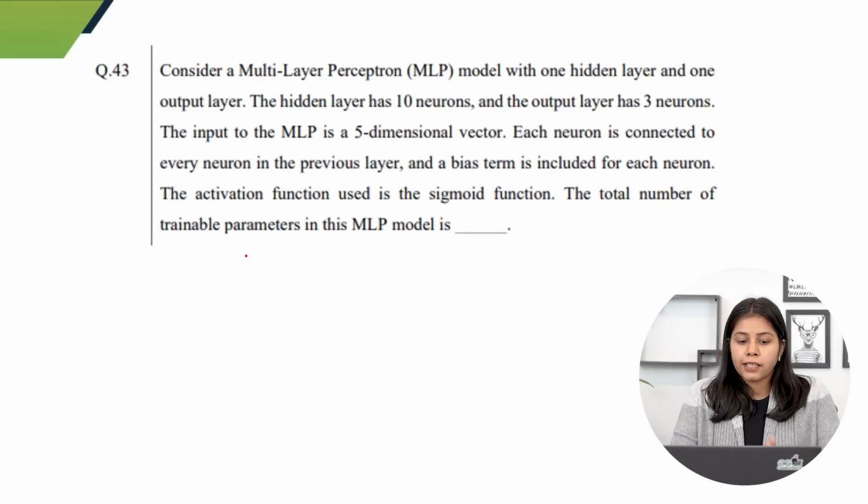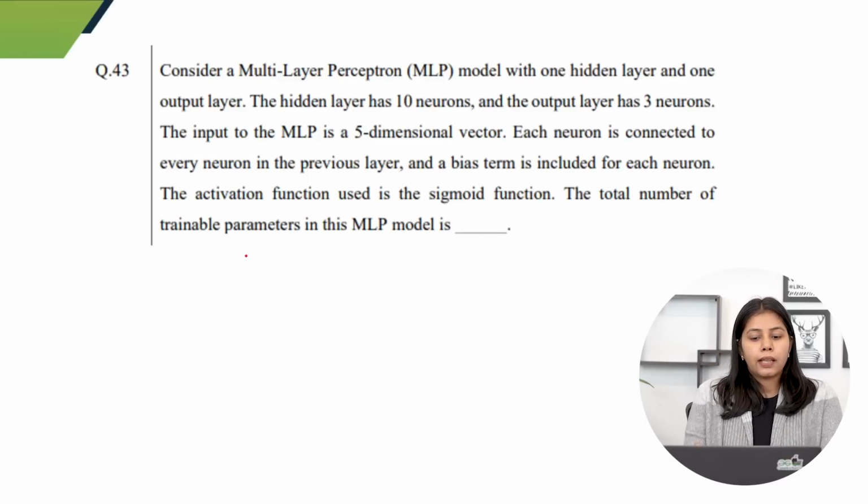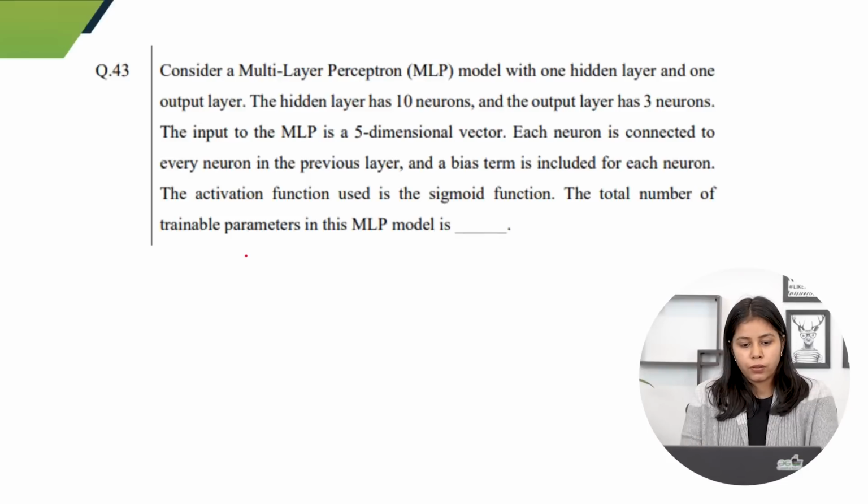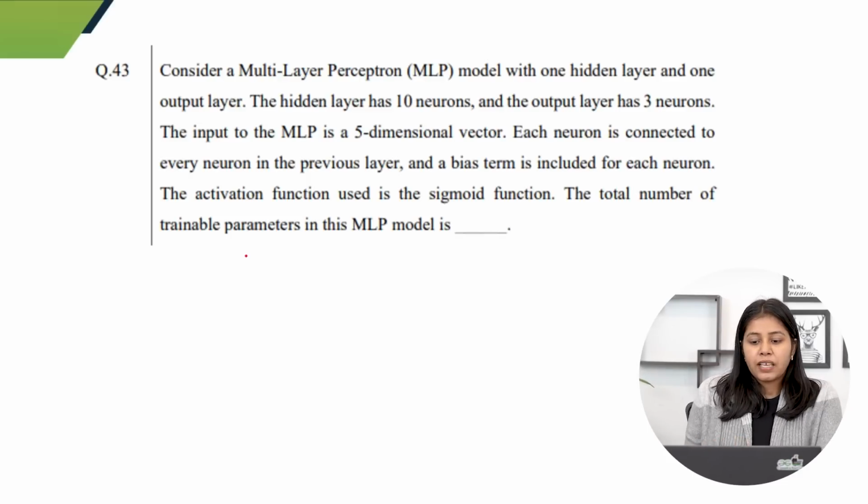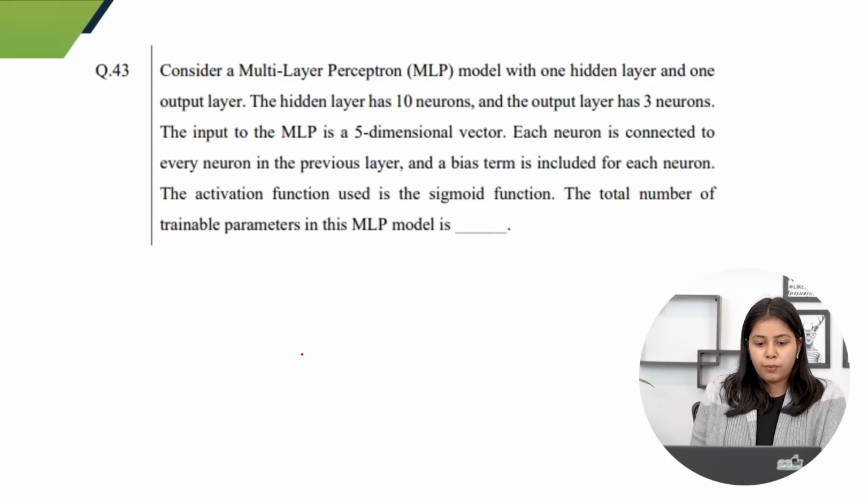Okay. This is the next question, again from machine learning. This is a neural network question. Consider a multi-layer perceptron model with one hidden layer and one output layer. The hidden layer has 10 neurons and the output layer has 3 neurons. The input given is a 5-dimensional vector. Each neuron is connected to every neuron in the previous layer and a bias term is included for each neuron. The activation function used is the sigmoid function. We have to find out how many total trainable parameters we have in our MLP, multi-layer perceptron model, right?